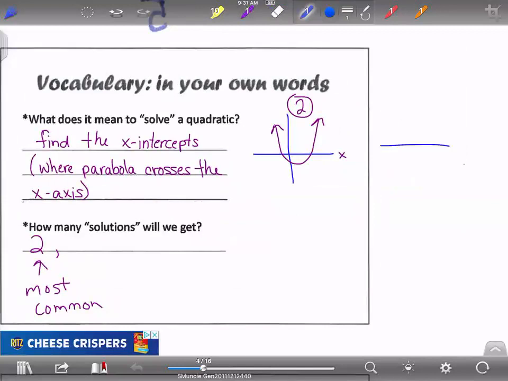Keep in mind, I could draw another parabola like this. Also crosses 2 times. Just been flipped upside down. So that is the most common answer. You're going to get 2 solutions because your parabola is going to cross the x-axis twice.